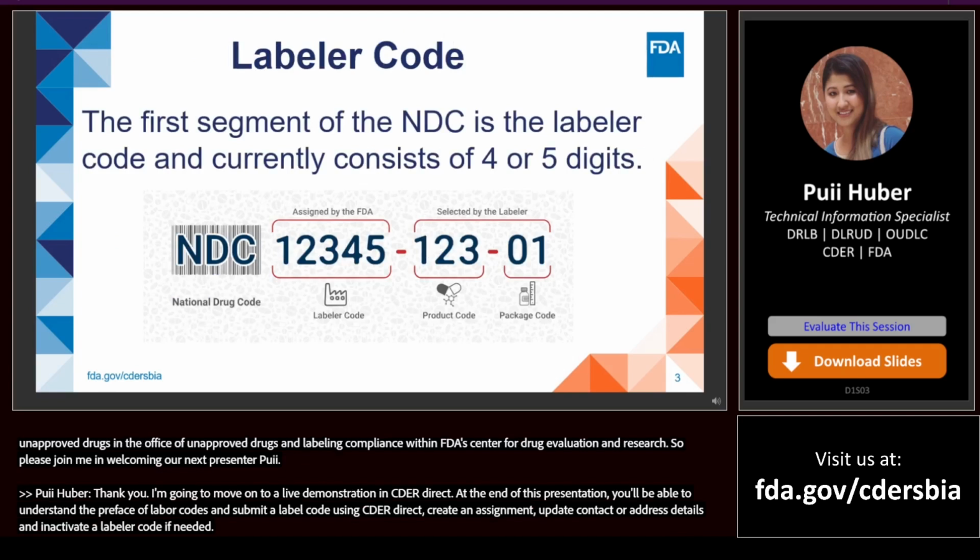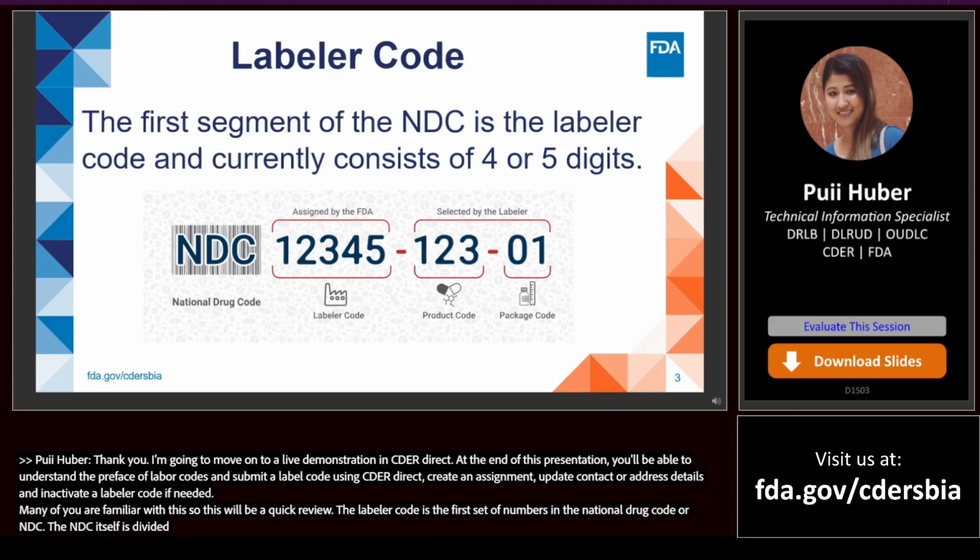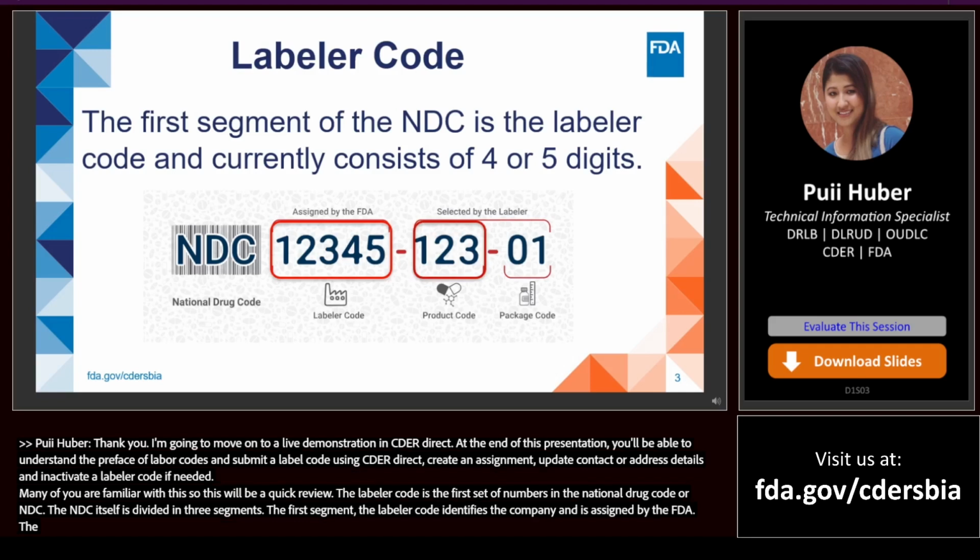Many of you are already familiar with this, so this will be a quick review. The labeler code is the first set of numbers in the National Drug Code, or NDC. The NDC itself is divided into 3 segments. The first segment, the labeler code, identifies the company and is assigned by the FDA. The remaining 2 segments, the product code and package code, are assigned by the labeler.